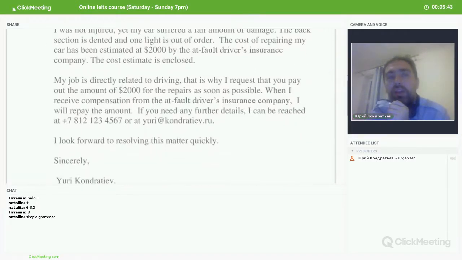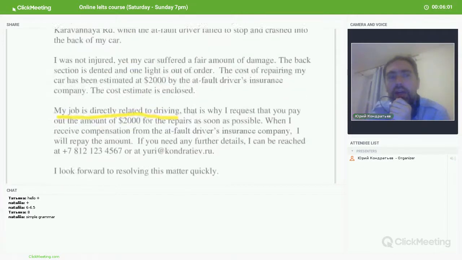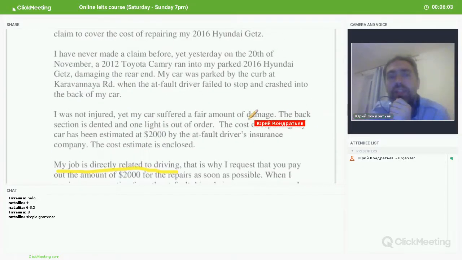for example, we can give more details about why we need the car repaired more quickly. Yes, the task is achieved, but some more details could be added here. Okay, then some more details about the damage could be used, as well as some words, some specific vocabulary too.